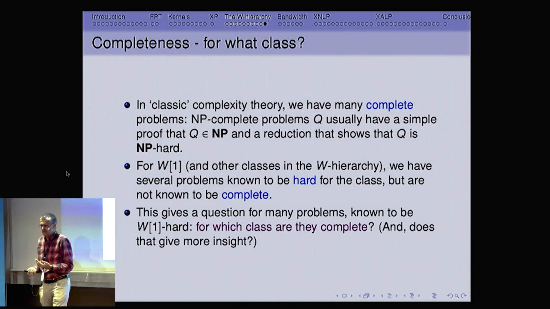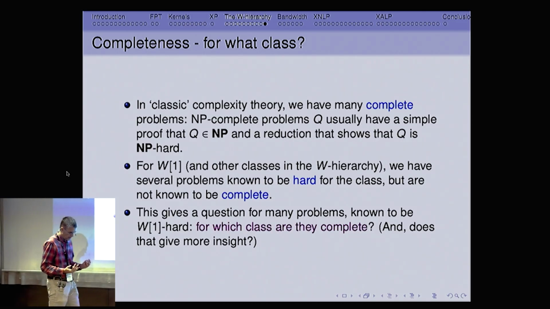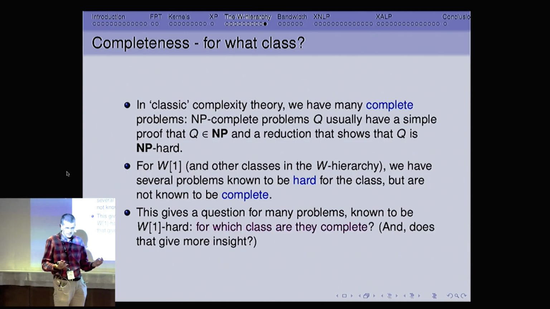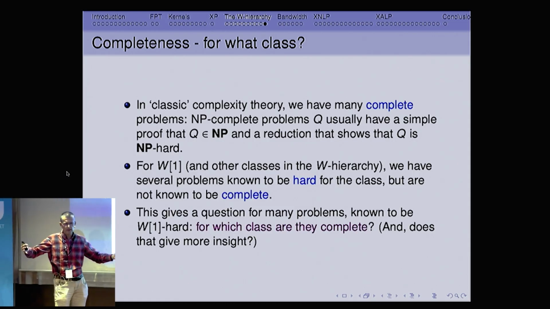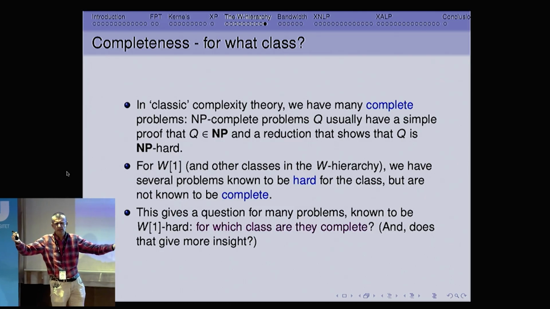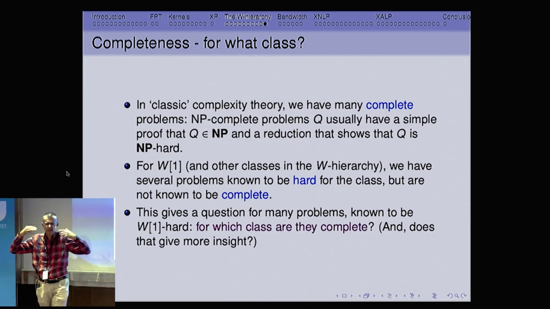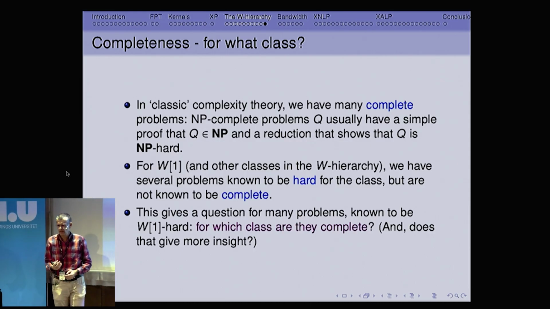And the intuition is, if you are in the W hierarchy, you have a certificate where the number of bits is a function of your parameter times log n, because you have k objects. But for one planarity, I cannot imagine how you do this with a certificate with less than n bits. That also really goes against your intuition.